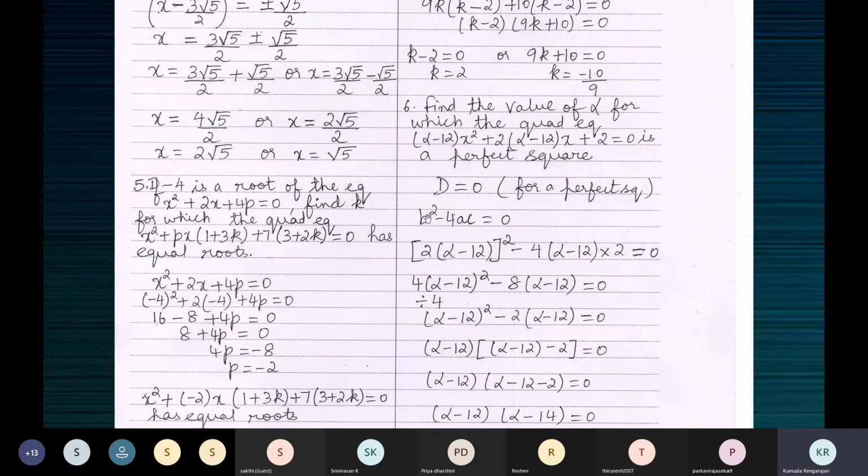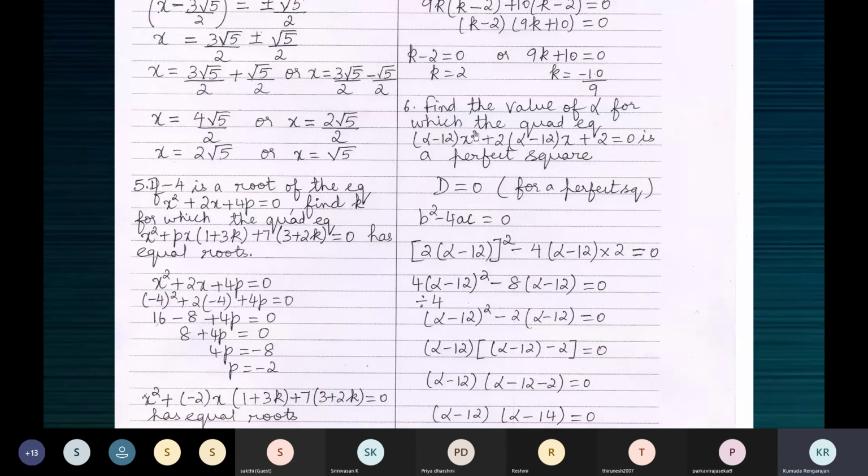So D, the discriminant, means b square minus 4AC is equal to 0. Now this is the quadratic equation. What is b? Cover x in the x term; whatever is remaining is b. This is the x square term, this is the x term, and this is the constant. The coefficient of x is b. This is b, 2 into (alpha minus 12). That entire thing is squared. The whole of b is squared. Minus 4AC. A is the coefficient of x square.